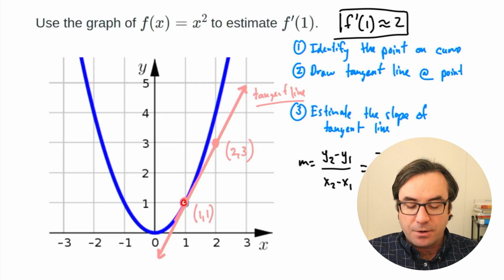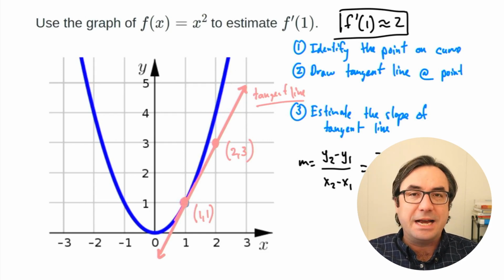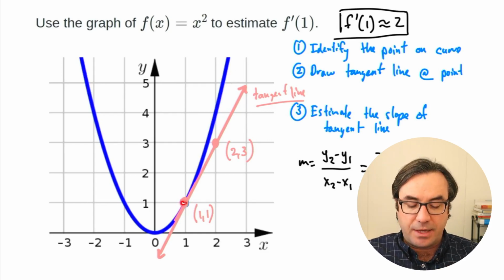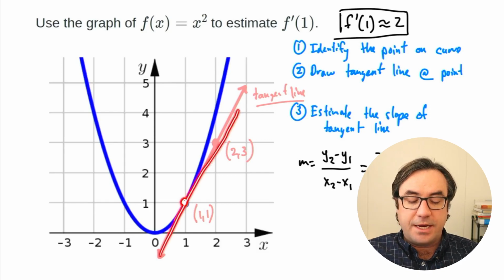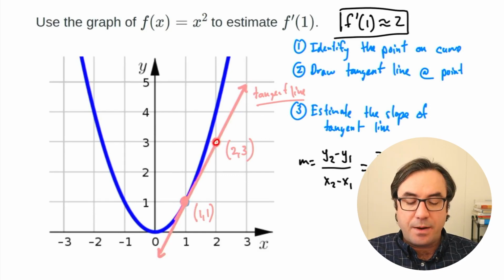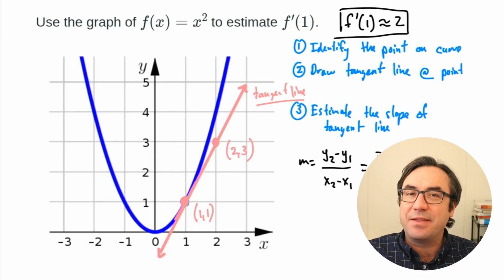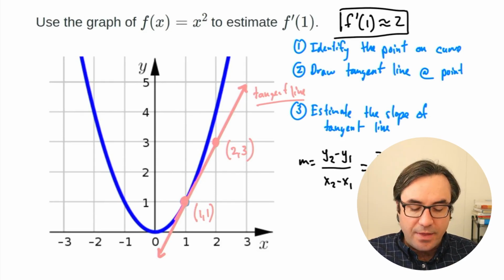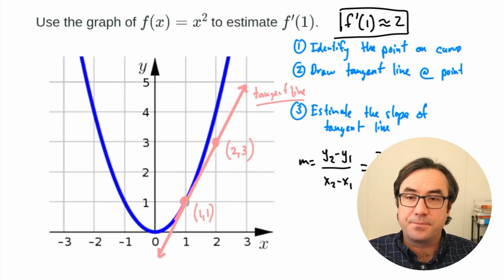So we want to make sure we identify our point where we're going to draw the tangent line. We draw our tangent line, and then we pick a second point that's on the line. It's not going to be on our curve normally. And then we estimate the slope of our line.